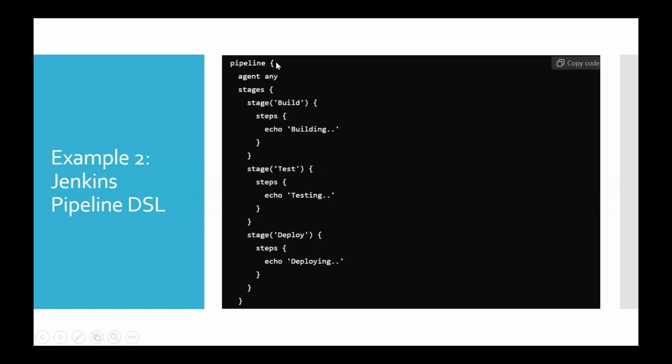You can see we have defined the pipeline here, and for the agent we have selected any, and we have added multiple stages here. The first stage is the build one. This stage will build, this stage will test, and finally this stage will deploy. Here inside each stage we have added the steps. You can add multiple steps as well, and those steps will be running whenever you run this pipeline.